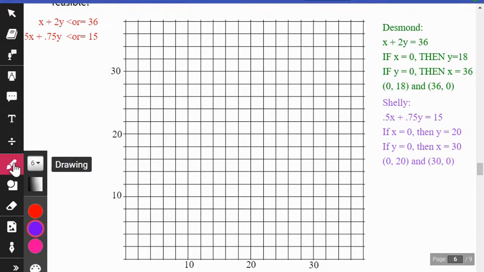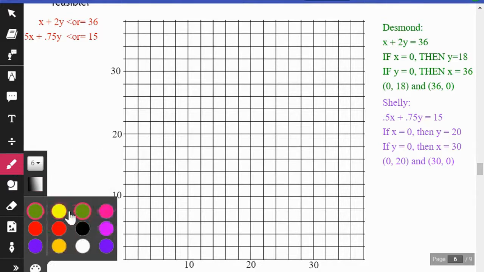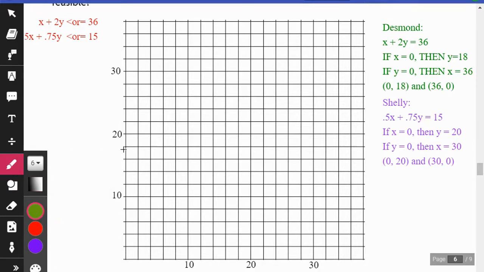I'm going to go over here. I'm going to pick green for Desmond. Graph the point (0, 18) and the point (36, 0). That's right here. And I'm going to connect them. Hope you see this way that I'm graphing. This is how we graph in standard form.